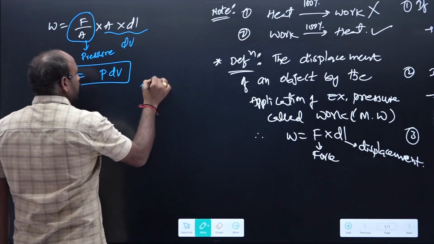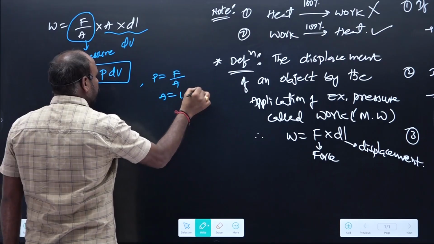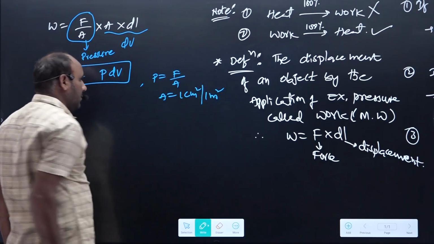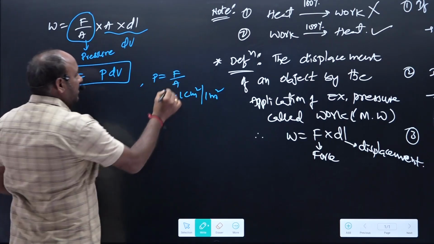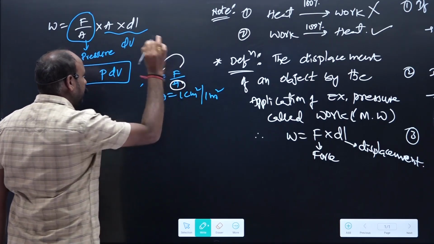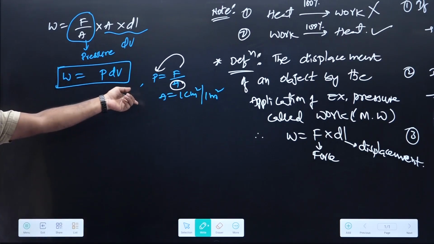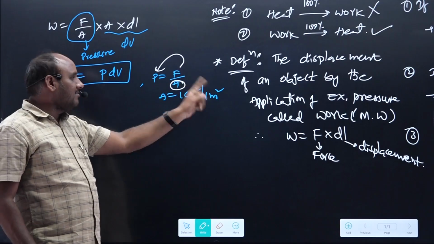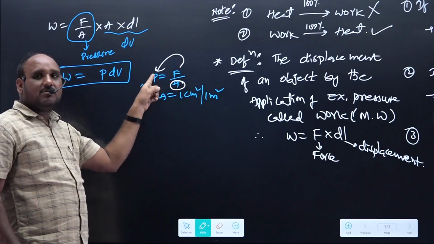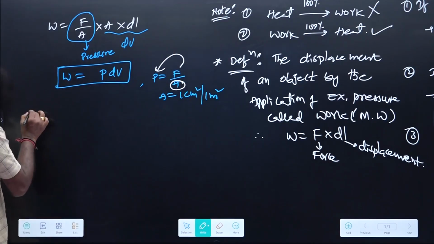So pressure is equal to force per unit area, where area is equal to 1 centimeter square or 1 meter square. The corresponding force will be equal to what? Pressure. When A is 1, F is equal to pressure only. So the force per unit area of 1 centimeter square or 1 meter square will be equal to pressure. Therefore W is equal to P dV.